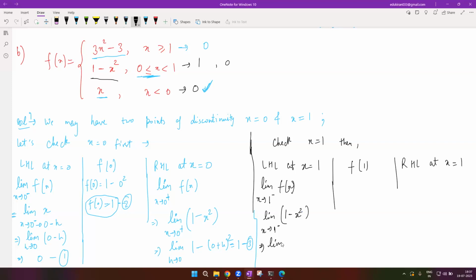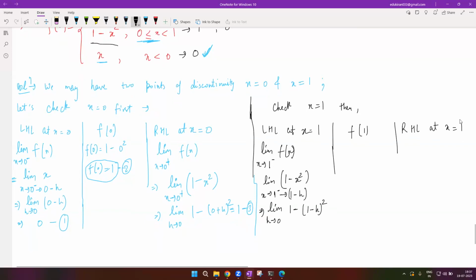Next step में limit. Now I know that 1 negative माने 1 minus h, right? So this will turn to limit h tends to 0 and this will be 1 minus, in place of x I will write 1 minus h. And then f1, okay, will come to f1 also. So this becomes, put h equals 0, this becomes 1 minus 1 square, which is 1. 1 minus 1 is 0.